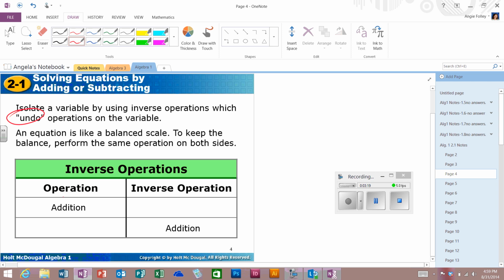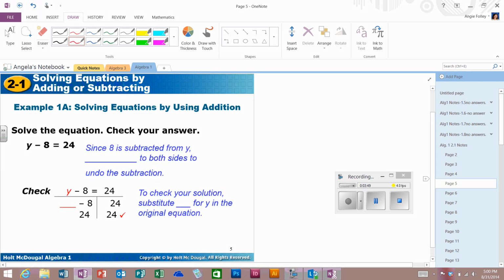So if in the equation there's an addition sign and I want to get rid of something, the inverse operation would be to use subtraction. Just like if in the original equation there's subtraction, the inverse operation I'm going to do is addition. So whatever the operation you see in the equation, to get rid of it, you're going to use the opposite, or the inverse.